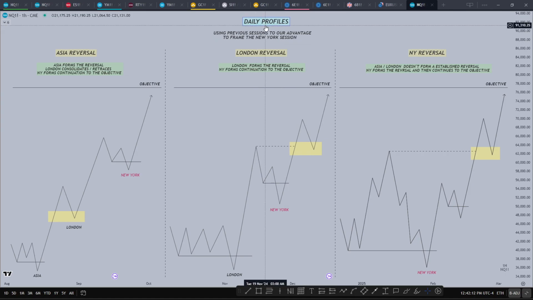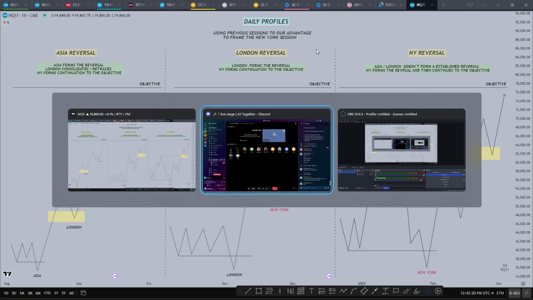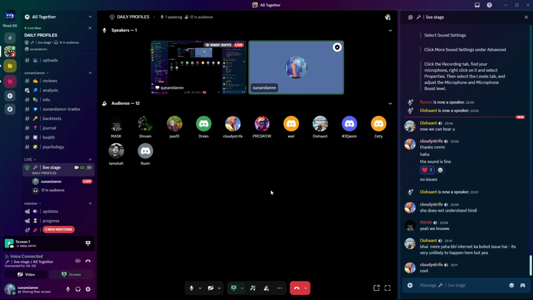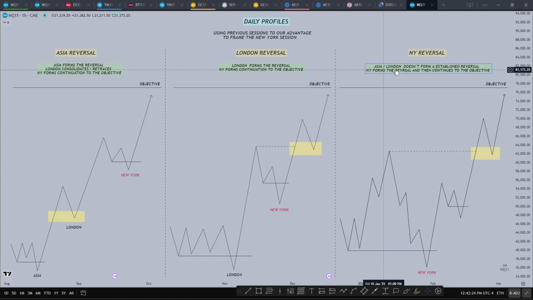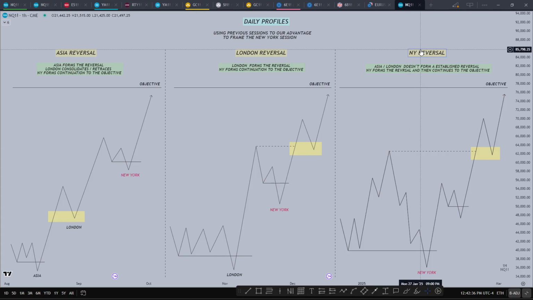Okay, so daily profiles, I classify them in two types. One, when the low of the day, high of the day, or intraday reversal is put in New York, right? And one when it is put in prior to New York.